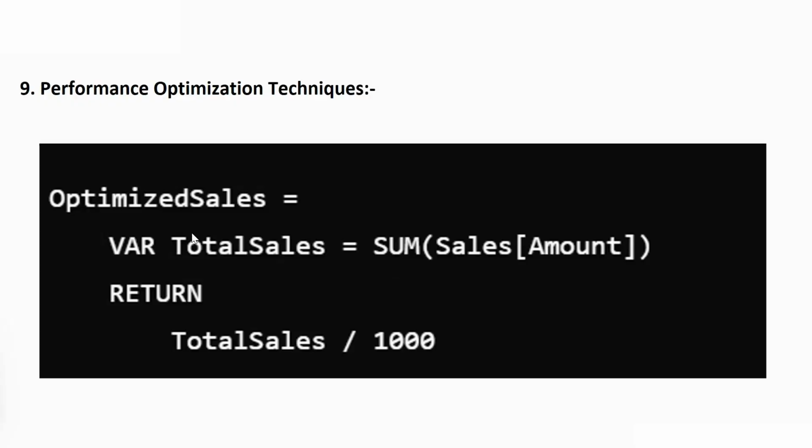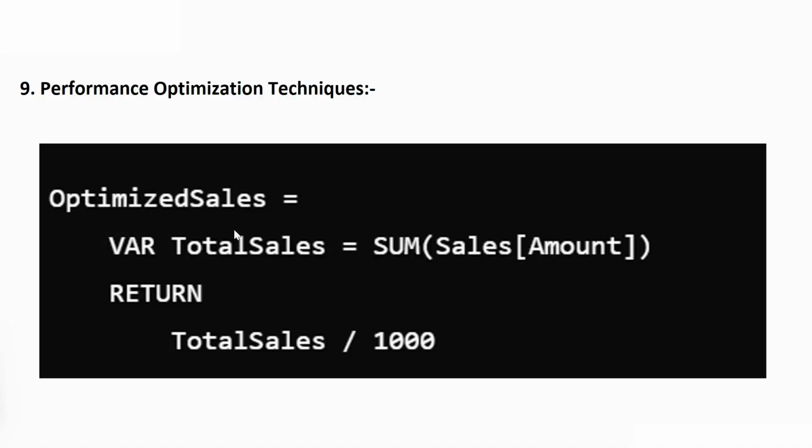The next one is performance optimization techniques. As you create more complex DAX formulas, performance can become an issue. DAX provides various optimization techniques such as using variables to avoid repeated calculations, minimizing the use of nested functions, and leveraging the built-in functions that are optimized for performance. For example, you can use variables to store intermediate results and reduce the number of calculations performed.